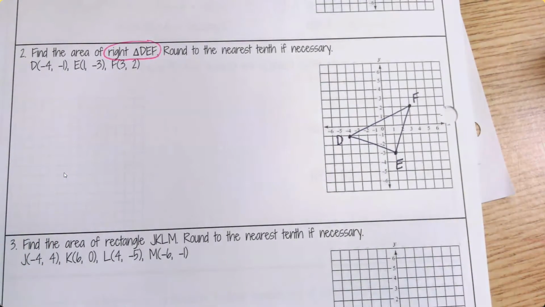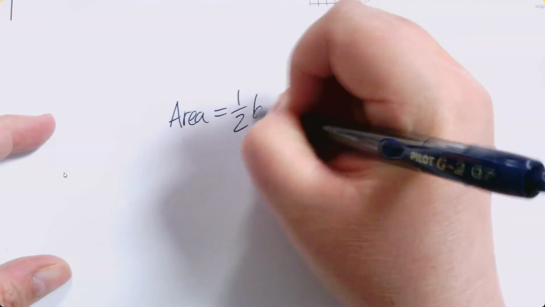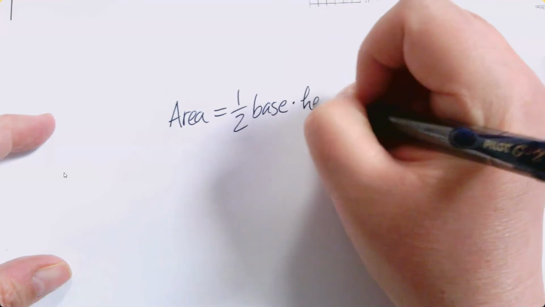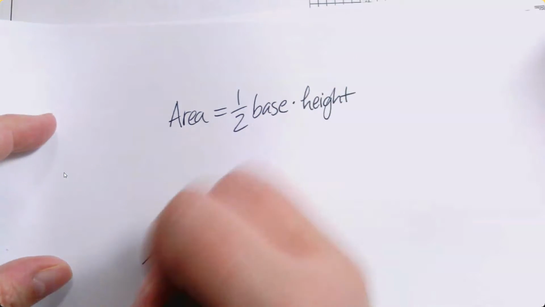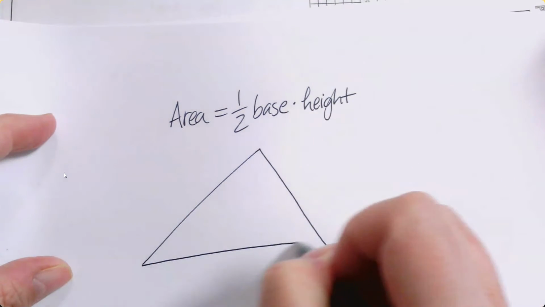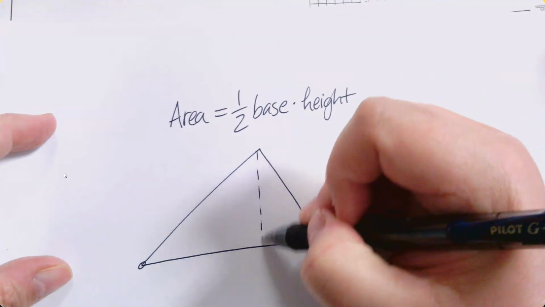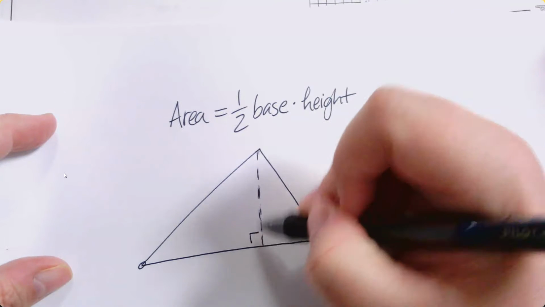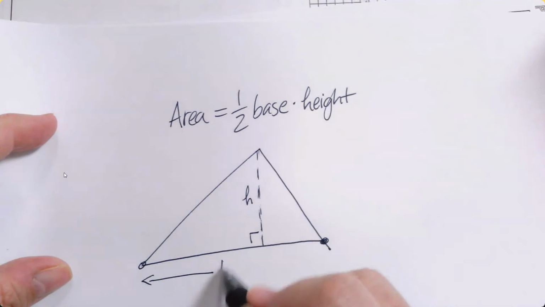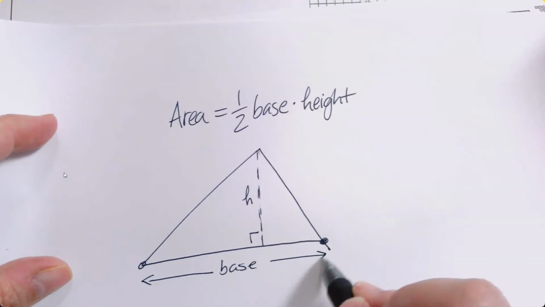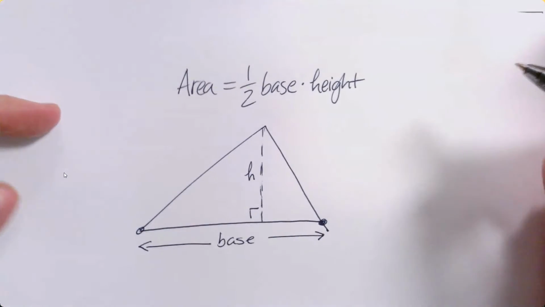Now, if I didn't have a right triangle and I needed to do area, remember, area of a triangle is 1/2 base times height. And the key thing there is that the base and the height have to be perpendicular. Pretend that's the edge. Here's the height, then here's the base. Base and height have to be perpendicular. There has to be a right angle in between those two.